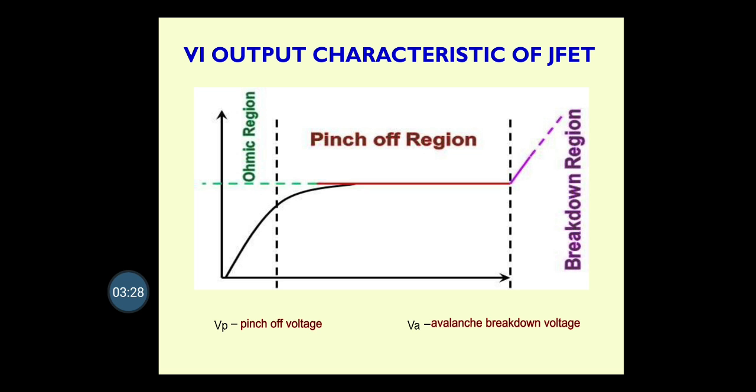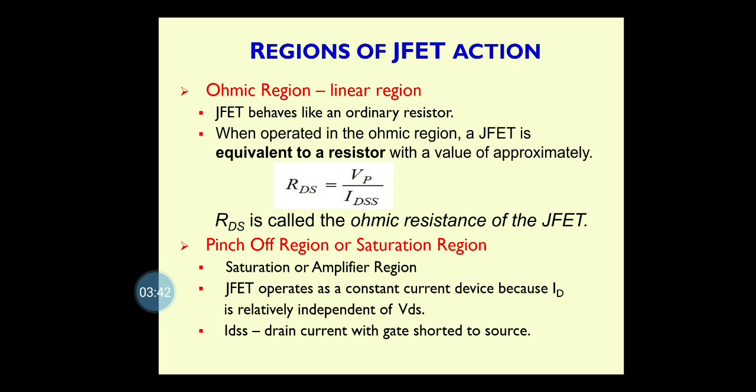Now if you remember BJT also, it was having three regions: saturation region, cutoff region and active region. But here the regions are ohmic region, pinch off region and breakdown region. So ohmic region is also called as linear region, and when JFET is in this region it behaves like an ordinary resistor. When the current increases through a resistor, voltage increases, and when current decreases, voltage decreases. This is how it will behave.